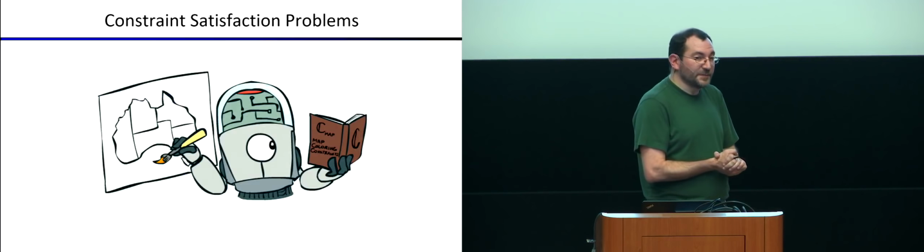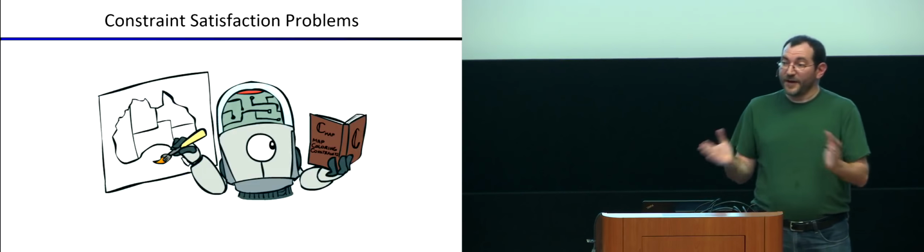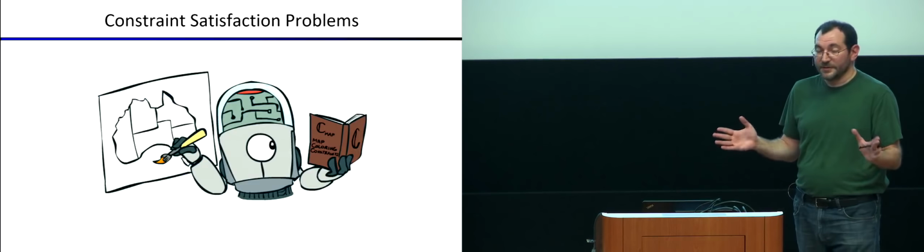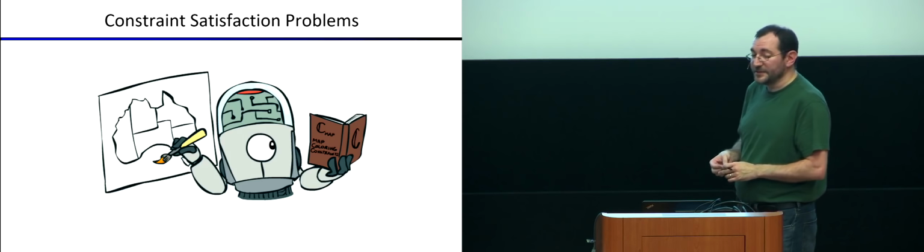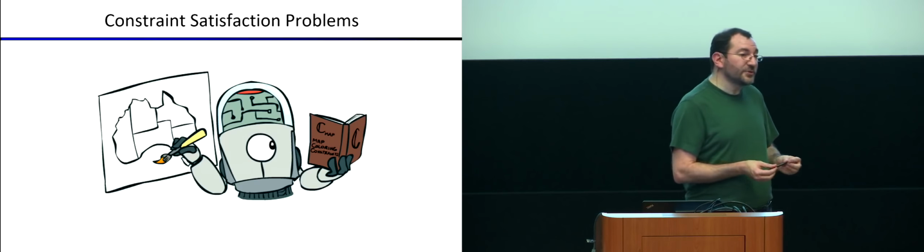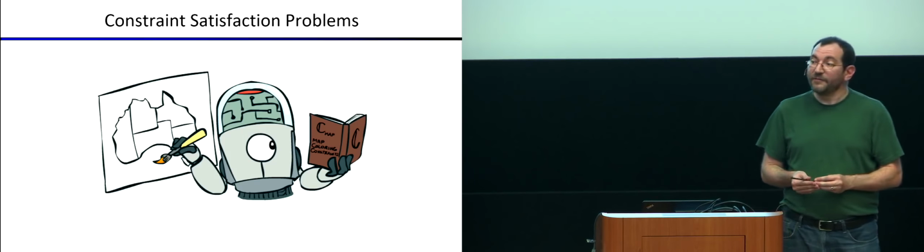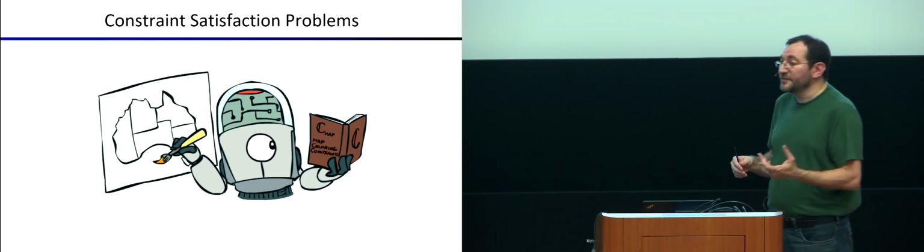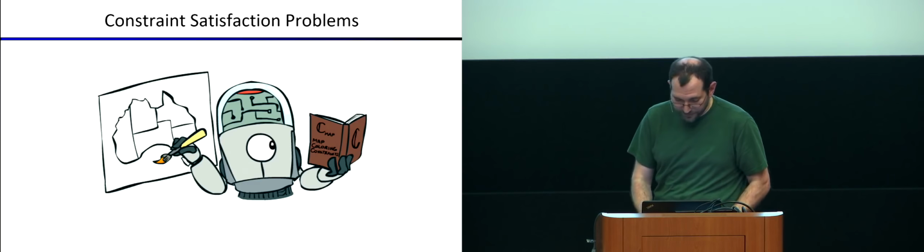So let's talk about CSPs. What we're going to do today is we're going to define them. We're going to see some examples that sort of stretch different sides of CSPs. And then we're going to talk about algorithms for solving them. And just like in search, there are different algorithms for solving them that are going to have trade-offs between various kinds of computation and efficiency.